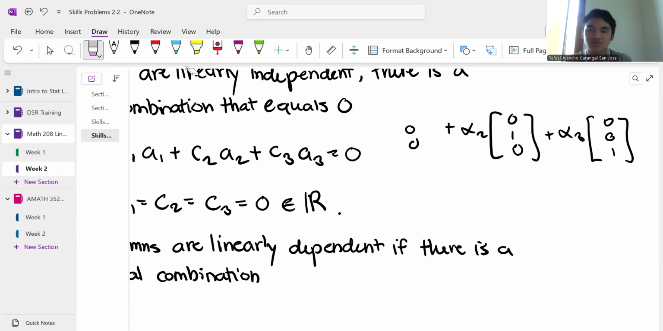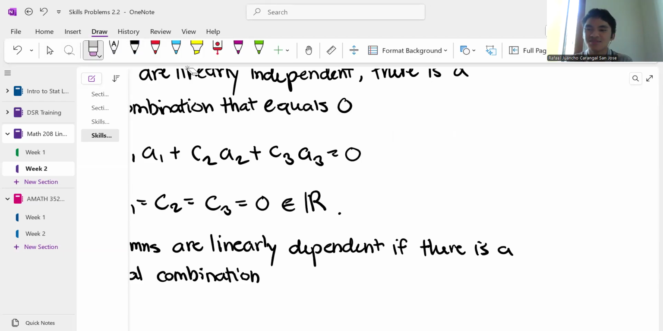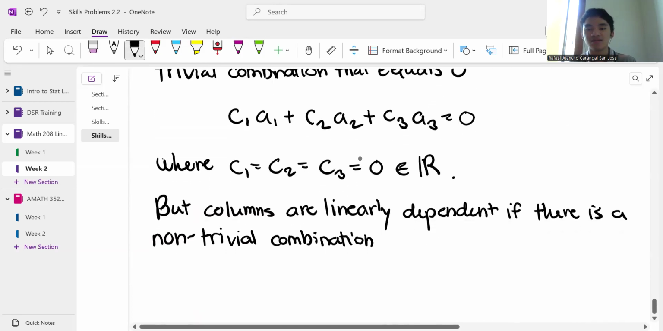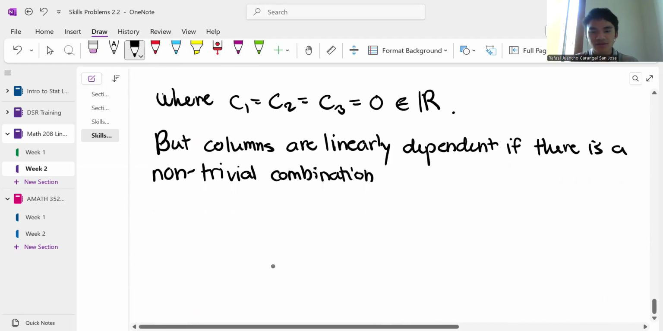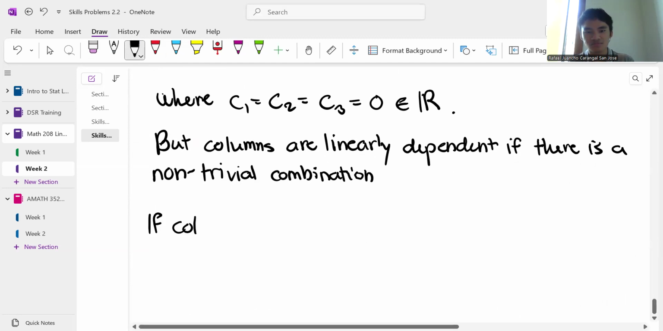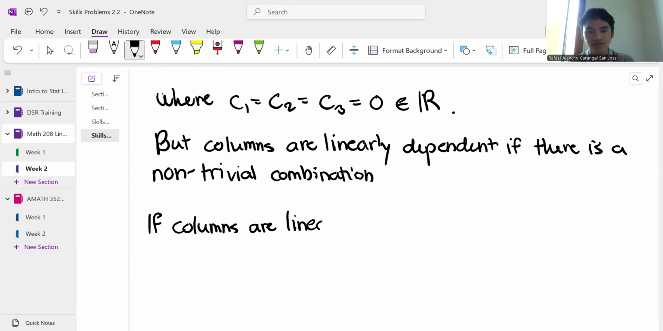Okay, here in this case we used C, but here we used alpha. Same thing, it doesn't matter. But the idea is that that's what it means to be linearly independent and dependent. Right, so what does that mean? We're saying that if columns are linearly dependent, meaning there is a hidden solution or a non-trivial combination, they do not span R3.